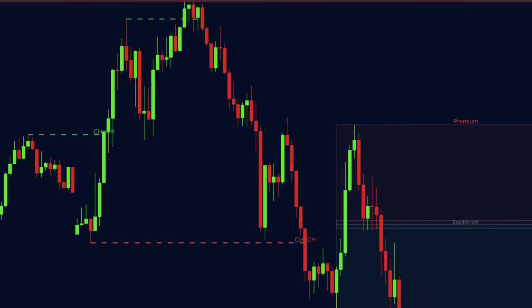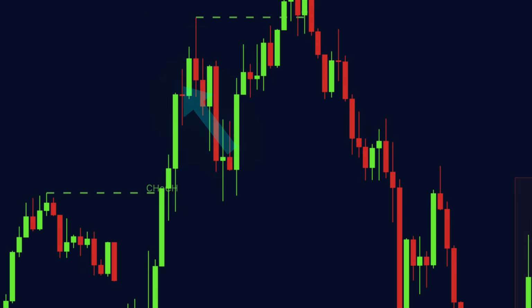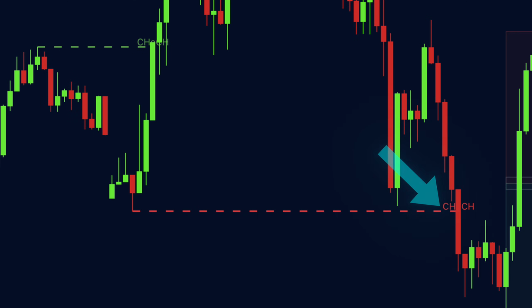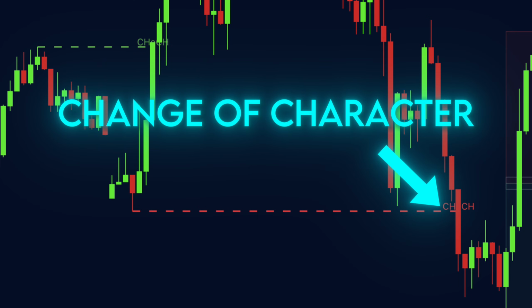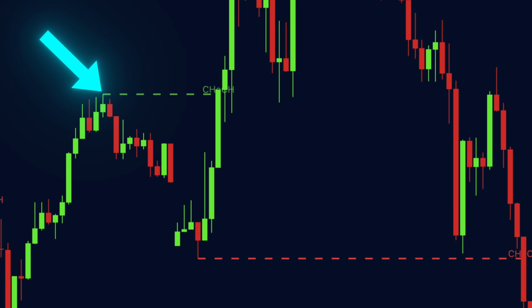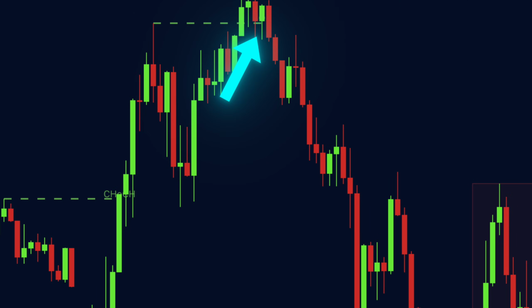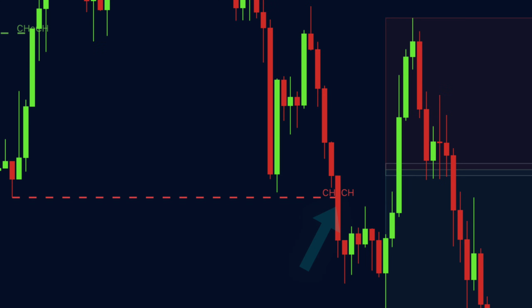First, look at the structure labels on the chart. You'll see BOS, which stands for break of structure. This prints when price breaks a previous high or low in the direction of the trend. You'll also see CHOCH, which stands for change of character. This is the first sign that the trend may be changing. So instead of guessing if the market is bullish or bearish, you can literally read it from the chart. If BOS keeps printing higher, the trend is bullish. If you see a CHOCH against the trend, momentum is shifting.